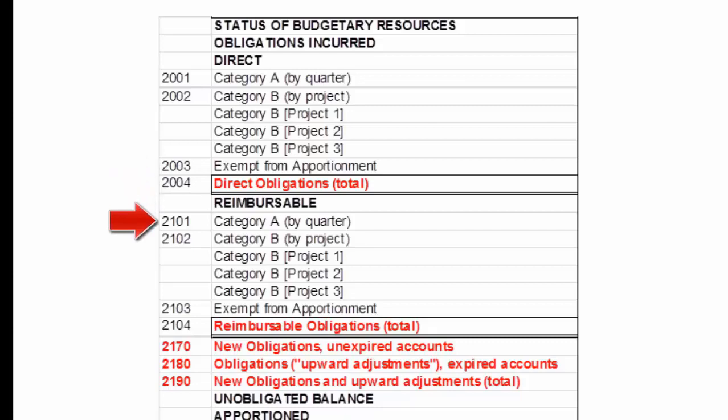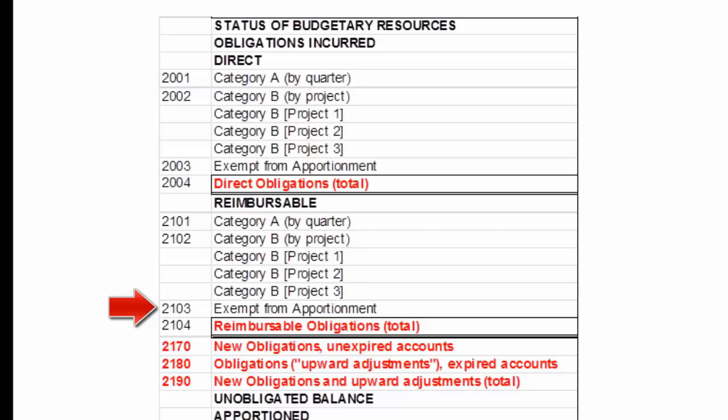Line 2101 reflects reimbursable Category A obligations. Line 2102 reflects reimbursable Category B obligations listed by project or activity. Line 2103 reflects reimbursable obligations that are exempt from apportionment. Again, you probably won't see this line used very much.